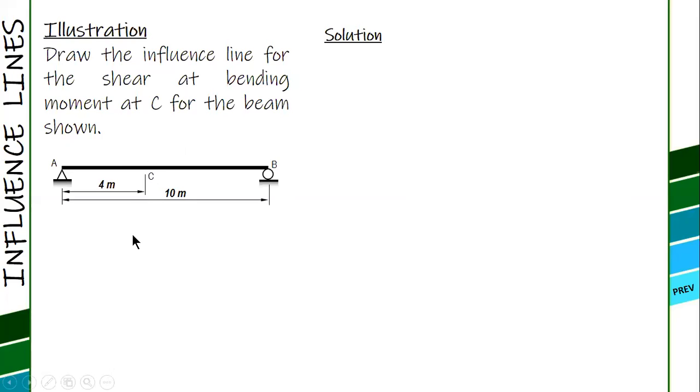Okay, so here's the solution. First, the unit load is before point C.